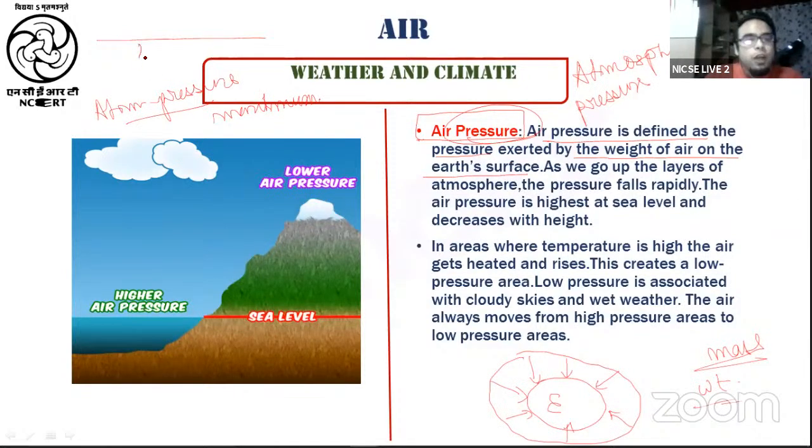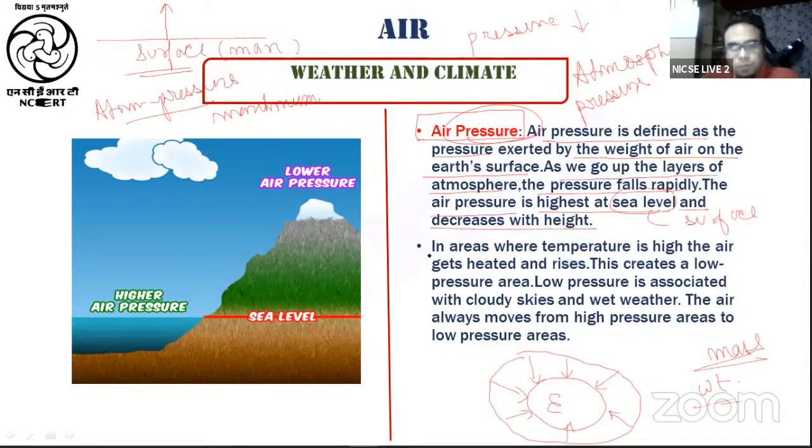So of course, by common sense you can say that the atmospheric pressure is maximum at the surface. And as we move from the surface of the earth to greater heights, your pressure keeps on decreasing, right? So as we go up the layers of the atmosphere, the pressure falls rapidly, and the pressure is greatest at the sea level, meaning at the surface of the earth, and decreases with height, right?